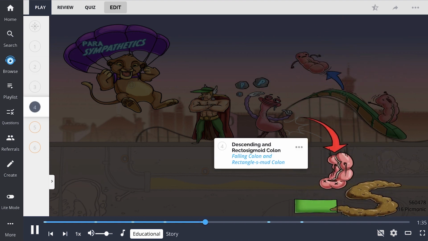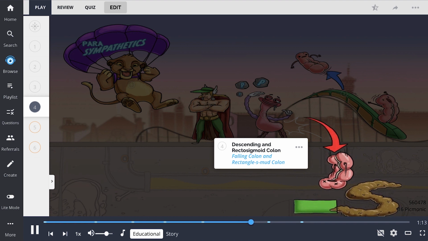Parasympathetic input that isn't from the vagus nerve comes from the pelvic splanchnic nerves, also called the sacral nerves. The organs innervated by the pelvic splanchnic nerves are depicted below the ground level of our metropolis. The first organ is the descending and rectosigmoid colon, shown by the falling colon and rectangle S mud colon.